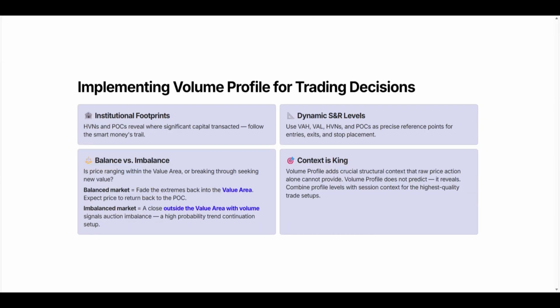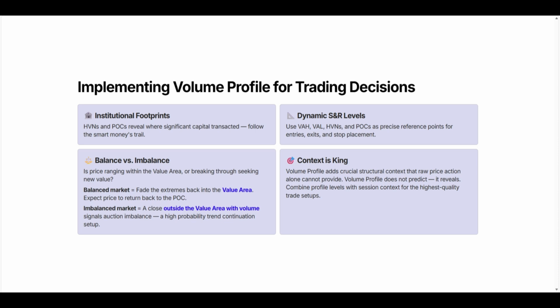So how can you actually use volume profile in your trading? High volume nodes and point of controls reveal where significant capital transacted and allows traders to follow smart money's trail. Use the value area high, value area low, high volume nodes and point of controls as precise reference points for entries, exits and stop placement.